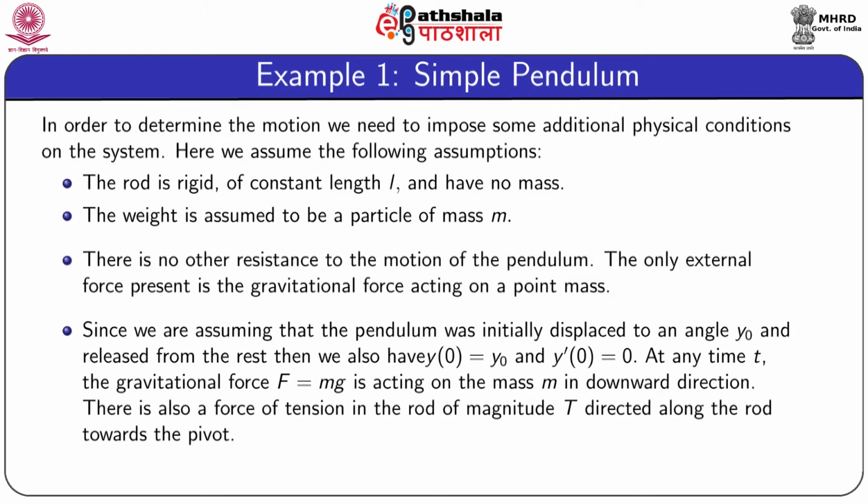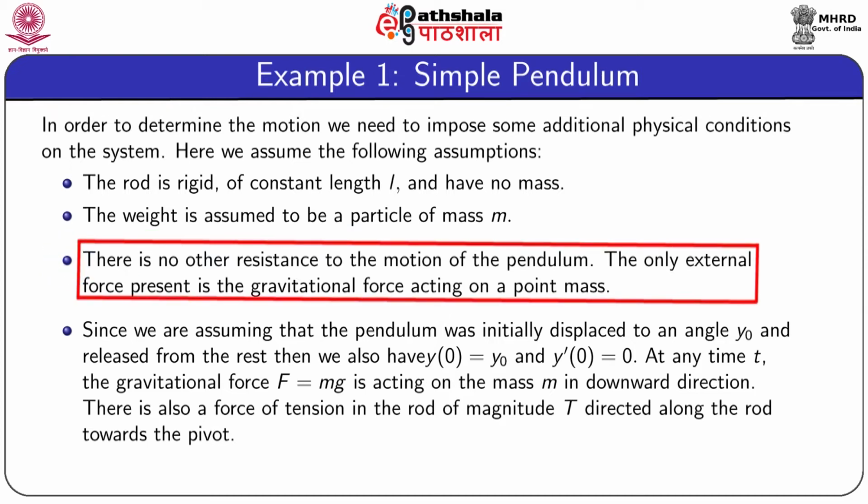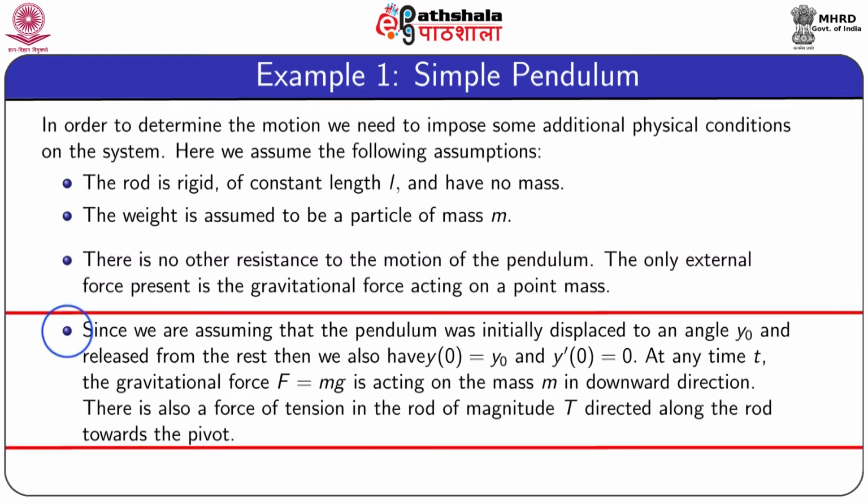In order to determine the motion, we need to impose some additional physical conditions on the system. Here we make the following assumptions. The rod is rigid, of constant length L, and has no mass. The weight is assumed to be a particle of mass m. There is no other resistance to the motion of the pendulum, and the only external force present is the gravitational force acting on a point mass. Since we are assuming that the pendulum was initially displaced to an angle y0 and released from rest, we also have y(0) = y0 and y'(0) = 0.